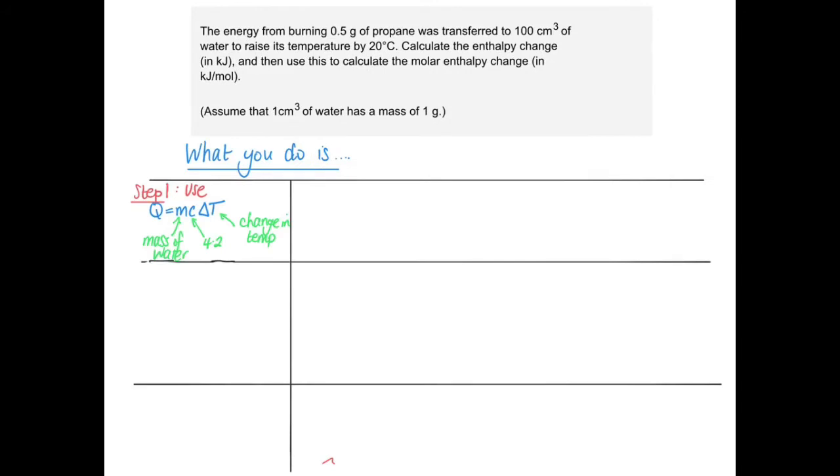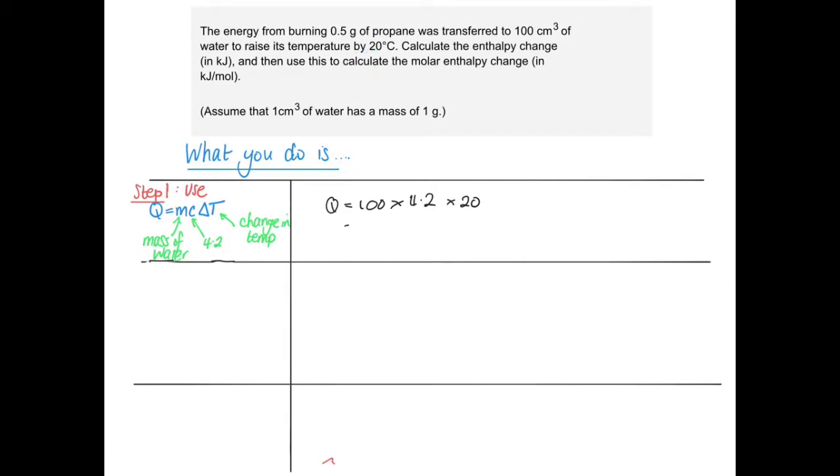So the first step is we're going to use Q equals mc delta T. The mass of the water is 100 centimetres cubed, and 100 centimetres cubed weighs 100 grams. So Q is 100 times C, and we're told the specific heat capacity of water is 4.2. You'll be given this in the question or in a data book. Times by the increase of temperature, which is 20.